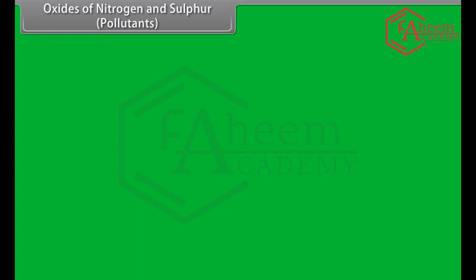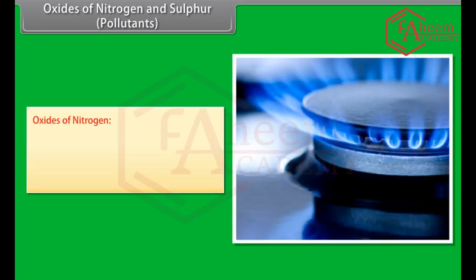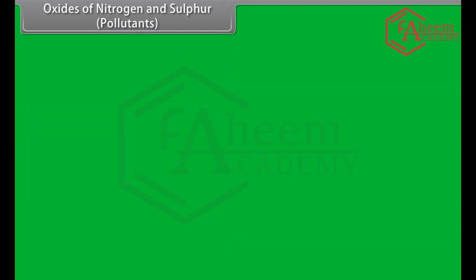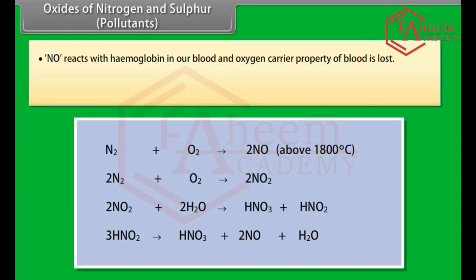Oxides of nitrogen and sulfur. Pollutants: oxides of nitrogen. The main oxides of nitrogen responsible for air pollution are NO and NO2. The main source of nitrogen oxides is human activity such as burning of fuel. NO reacts with hemoglobin in our blood, and the oxygen carrier property of blood is lost.